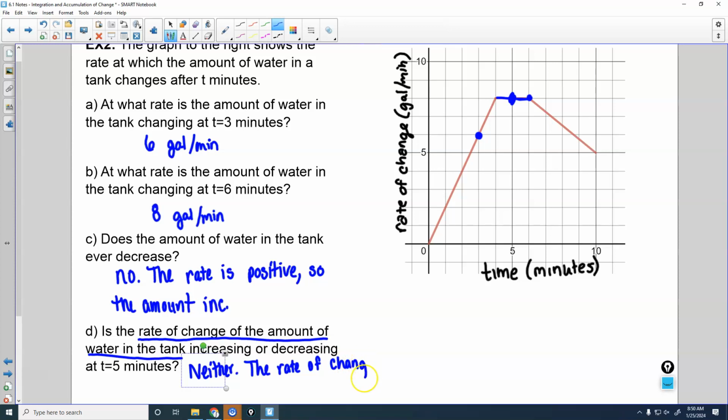I will say probably on an AP problem, they would probably throw "or neither" in there. Because this time, while our rate of change is positive, it is neither increasing nor decreasing. So it's asking about whether this graph is increasing or decreasing. It's constant at t equals 5.